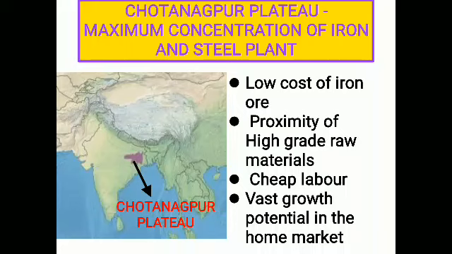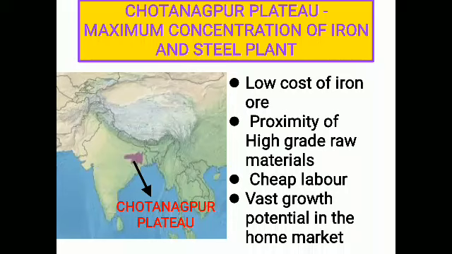At the same time, cheap labor is available in and around the Chota Nagpur Plateau, mainly from Bihar, West Bengal, Jharkhand, Odisha, Chhattisgarh, and even eastern Uttar Pradesh. There is also vast growth potential in the home market, so they have market facilities for their products. That is why more iron and steel plants are located in the Chota Nagpur Plateau: low cost of iron ore due to proximity of high grade raw material, cheap labor, and vast growth potential in the home market.